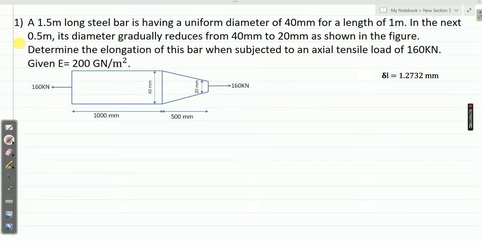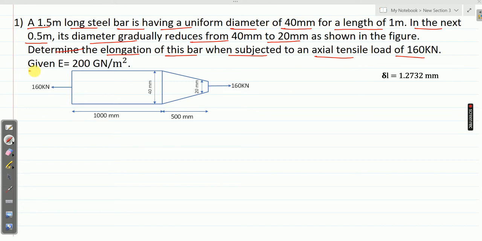Let me solve one more problem on a tapering section. A 1.5 meter long steel bar has a uniform diameter of 40 millimeter for a length of 1 meter. In the next 0.5 meter, its diameter gradually reduces from 40 mm to 20 mm as shown in the figure. Determine the elongation of the bar when subjected to an axial tensile load of 160 kilonewton.